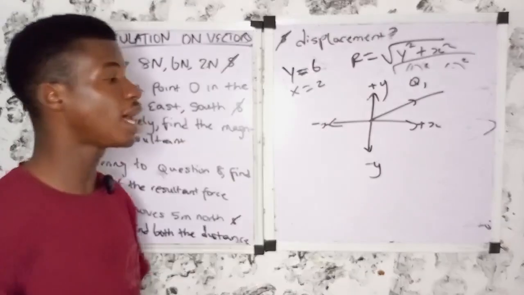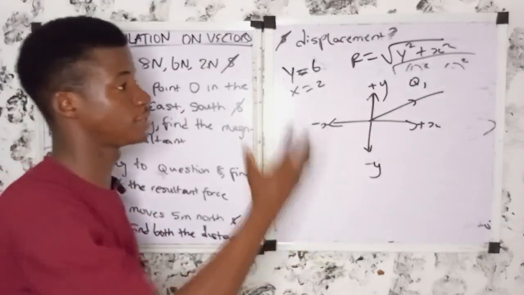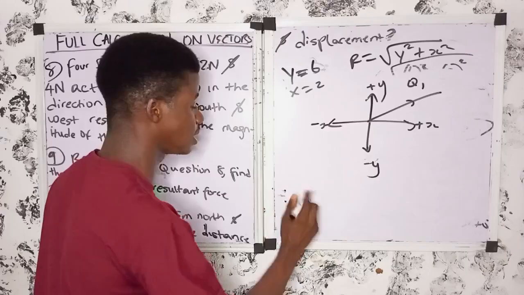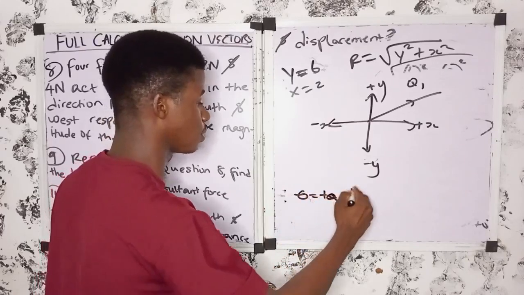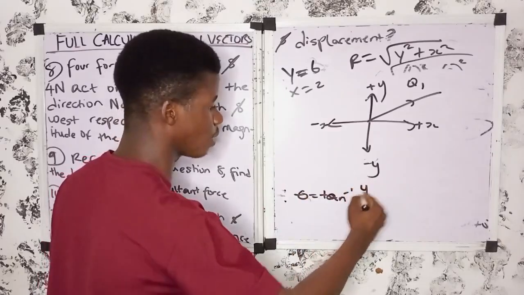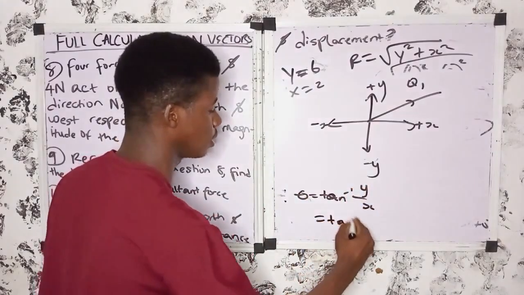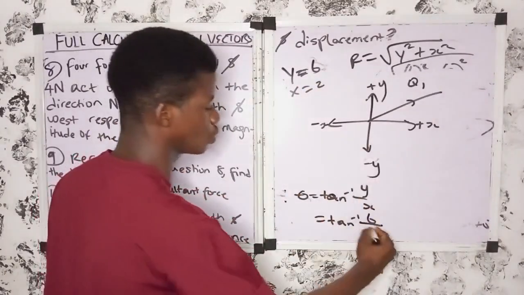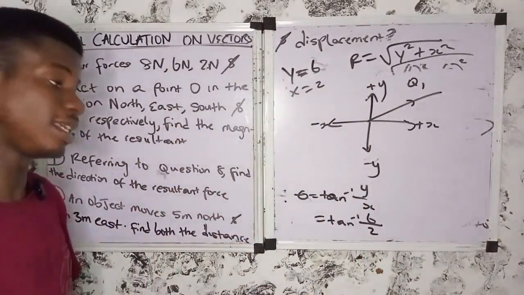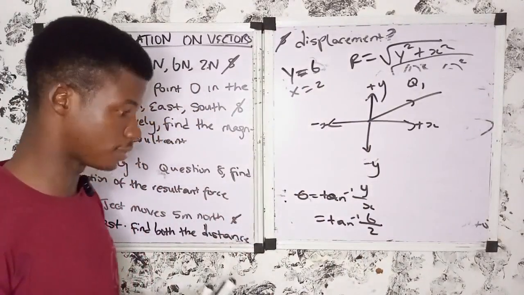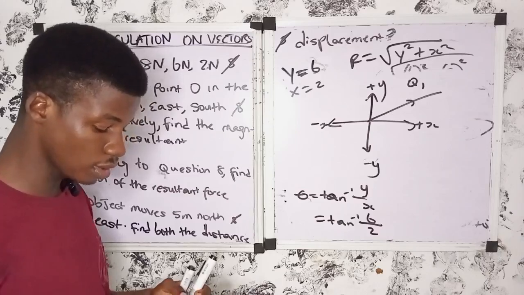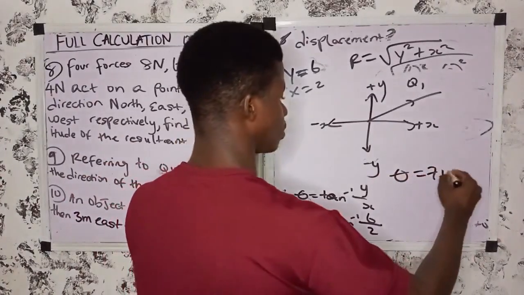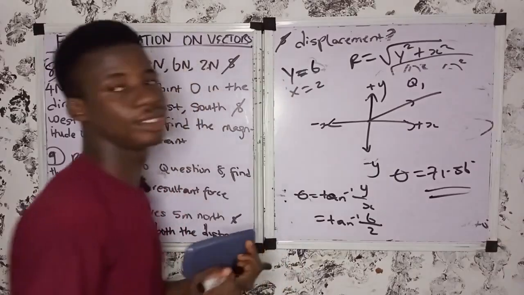Now, how are we going to look at the angle of the resultant in the first quadrant? It's very easy. I'm looking for the angle theta, which equals the inverse of tan, y over x, right? So let's continue. Inverse of tan, y is 6, then x is 2, right? So 6 divided by 2 is 3. Now the inverse tan of 3 will give us 71.56. So the angle of the resultant is 71.56 degree.